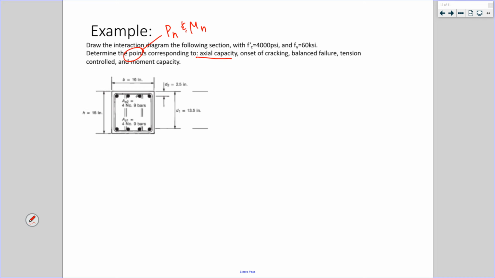So, first up, axial capacity. Here we have a square column with ties in it. It's got the same thing on both sides. Axial capacity. Compression. Should say compression.